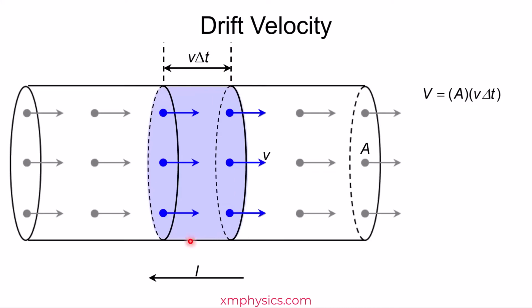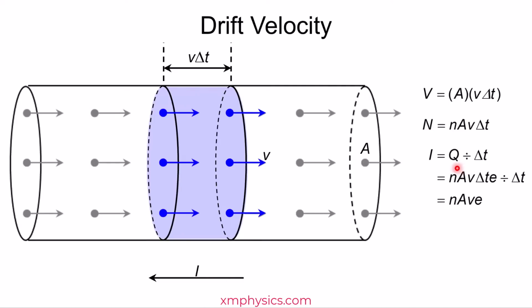Now, how many electrons are found in this cylindrical volume? Well, that number can be written as n times A v delta t. Small n represents the number of electrons per unit volume, right? So you take the number of electrons per unit volume times the volume, you get the number of electrons. Now we are ready to write down the expression for current.